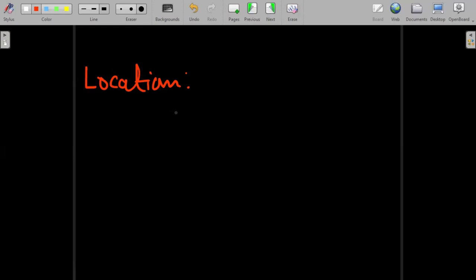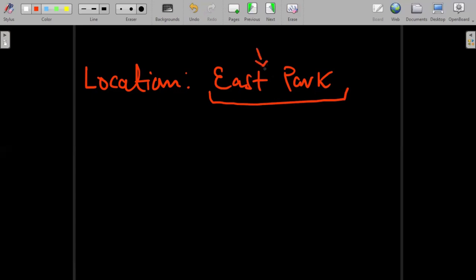Let me give an example. Maybe you are at East Park. The fact that you are at East Park does not depend on the path that you took to reach East Park. It's independent of the path. It only depends on the current position where you are, which is East Park. You can get to East Park in a number of different ways. You can board a bus and go to East Park. You can maybe drive yourself there using a car. You get to East Park.